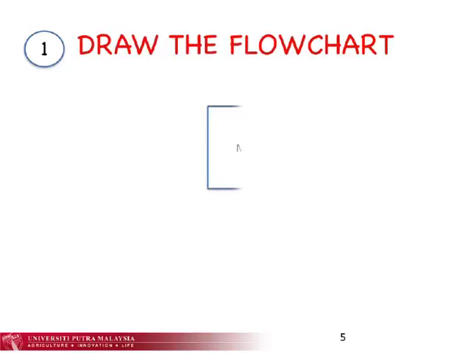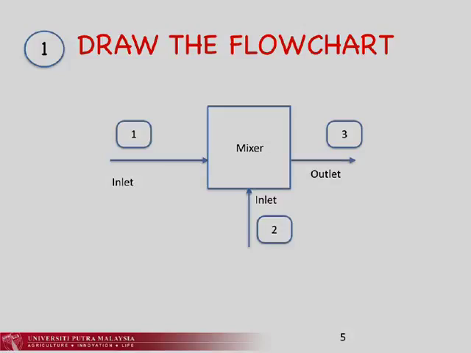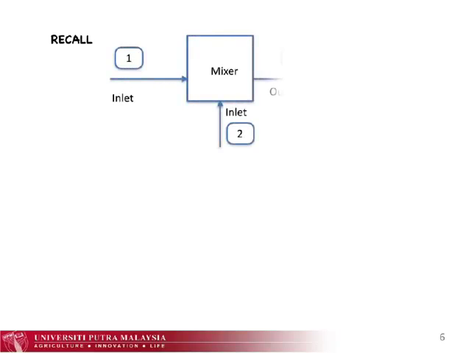Before proceeding with the material balance calculation, the first thing that we have to do is draw the flow chart. A mixer must have at least 2 inlet streams and at least 1 outlet stream. In general, we can draw a block diagram for a mixer as shown in this figure. Next, recall that a mixer has 2 inlets and 1 outlet stream. What we are going to do next is label the known streams or variables from the process description and put them into the block diagram.